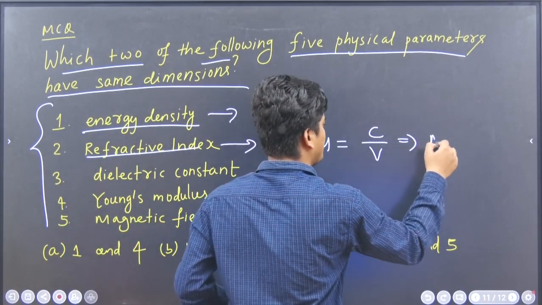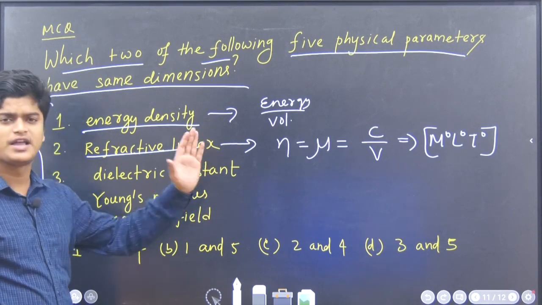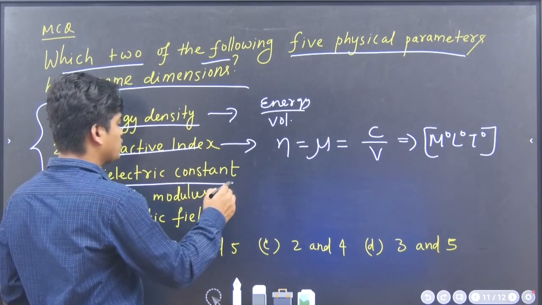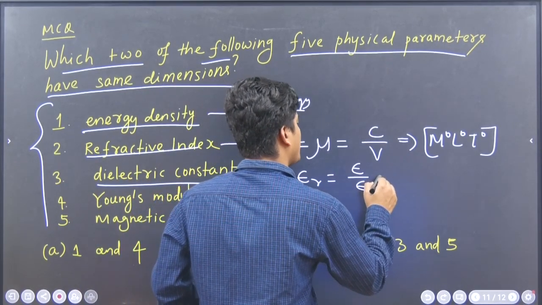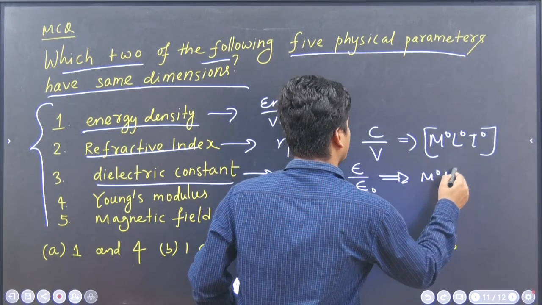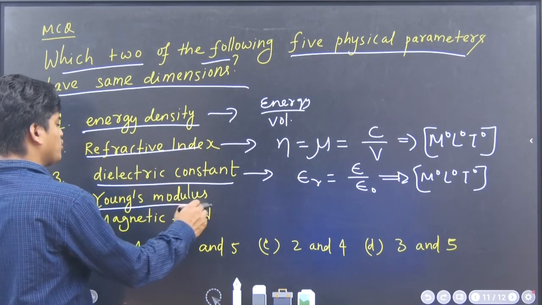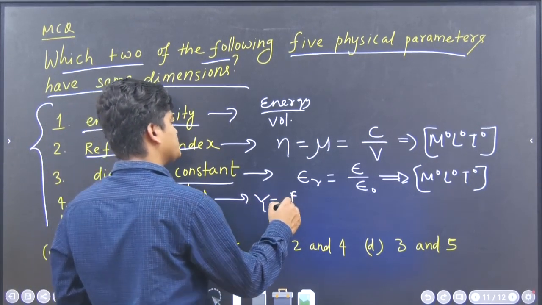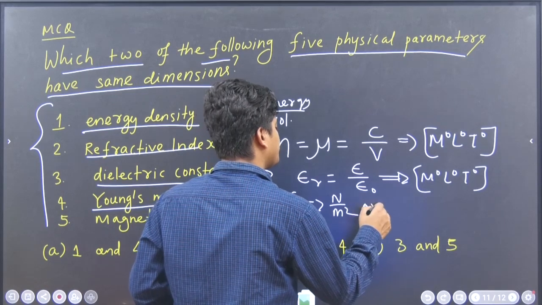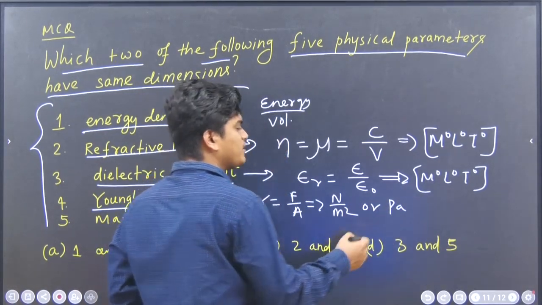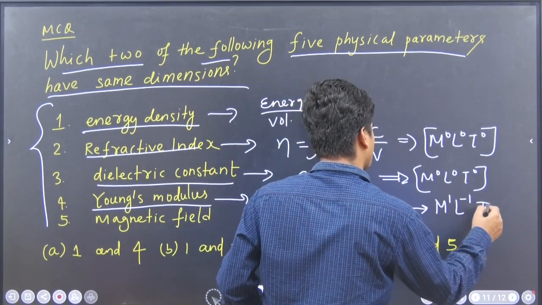Definitely this dimension if you calculate, it will be M0 L0 T0. So dimension of refractive index is what? M0 L0 T0. Now dielectric constant, so dielectric constant just now I defined, that is epsilon r, that is epsilon by epsilon naught, and if you understand here this is also not having dimension or unit, so it is M0 L0 T to the power 0. Now Young's modulus, already you know, Young's modulus is basically Y, which is basically force by area, so that you can write as Newton by meter square, or you can tell basically it is Pascal. Okay, that's the unit. Or a dimension if you want to write, the dimension is nothing but M1 L to the power minus 1 T to the power minus 2.